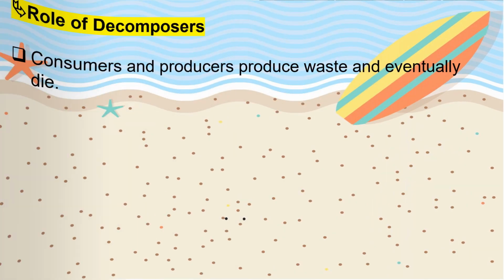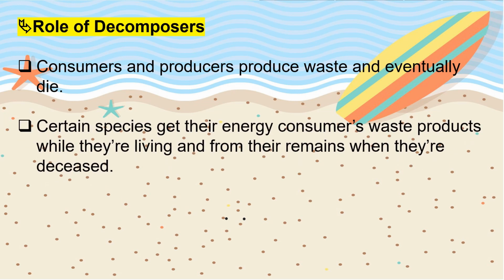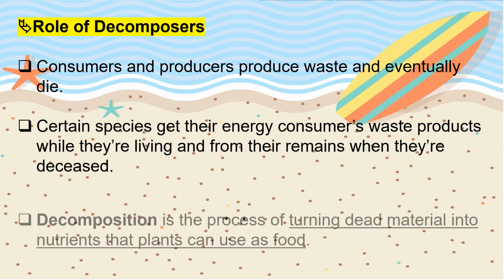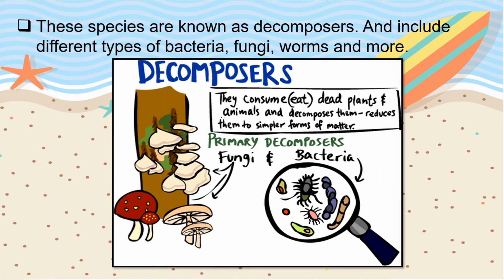Role of decomposers. Consumers and producers produce waste and eventually die. Certain species get their energy from consumers' waste products while they're living and from their remains when they're deceased. Decomposition is the process of turning dead material into nutrients that plants can use as food. These species are known as decomposers, and include different types of bacteria, fungi, worms and more.